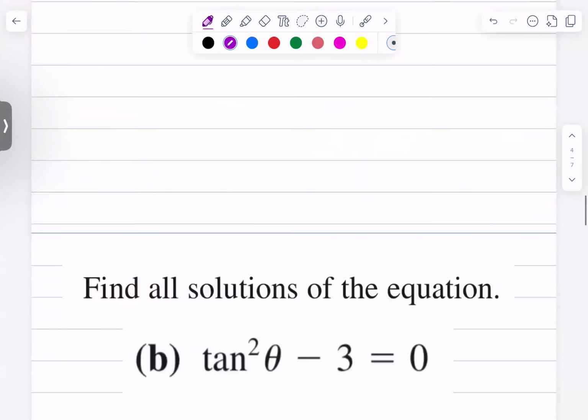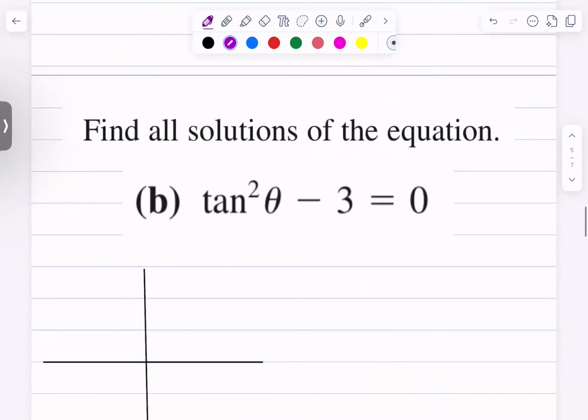I want to skip this one. Now we have these type of equations. This is when you need your basic algebra skills. Tangent squared theta minus 3 equals 0. First, let's solve for the tangent of theta.